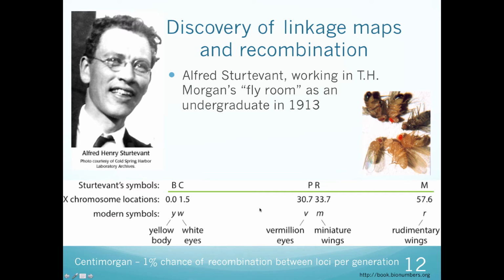And he even named a distance along the chromosome after his advisor, Thomas Hunt Morgan. He called it a centimorgan. So a centimorgan is a 1% chance of recombination between loci per generation. So there's a 1.5% chance of recombination between B and C, and a 30.7% chance of recombination between B and P.